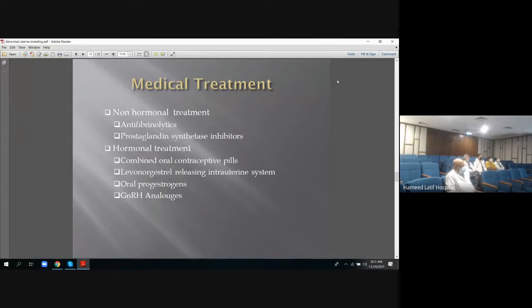Hormonal treatment includes combined oral contraceptive pills. It is considered to be effective in the management of heavy menstrual bleeding. It reduces bleeding by 50% and has the additional benefit of reducing dysmenorrhea.